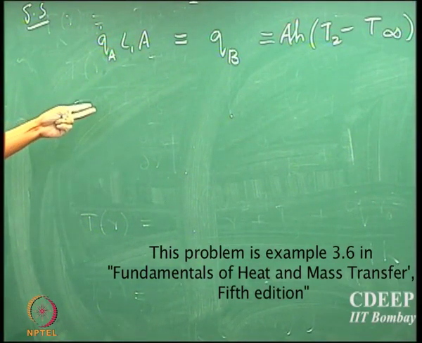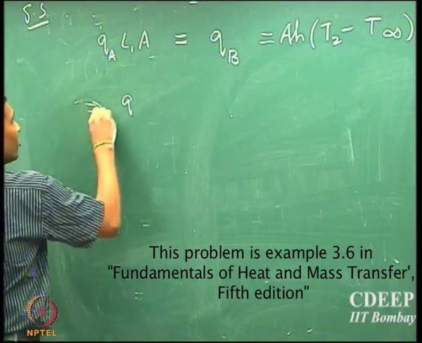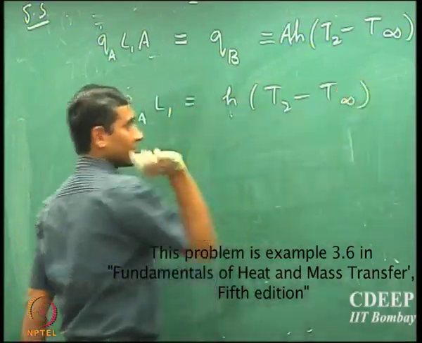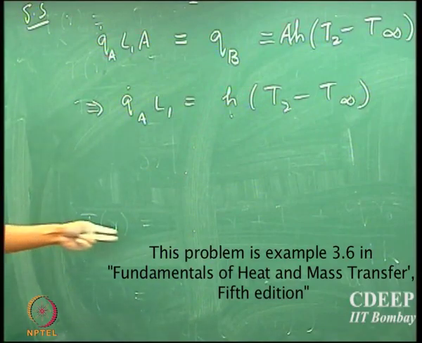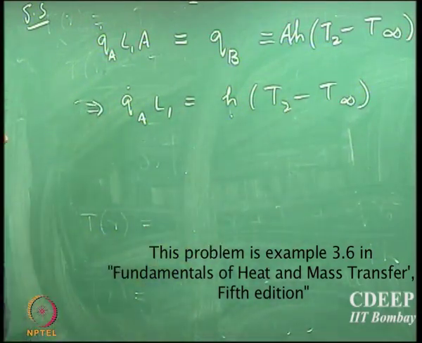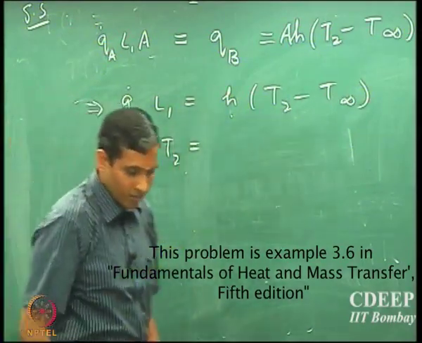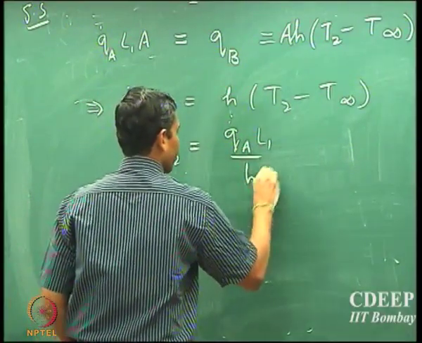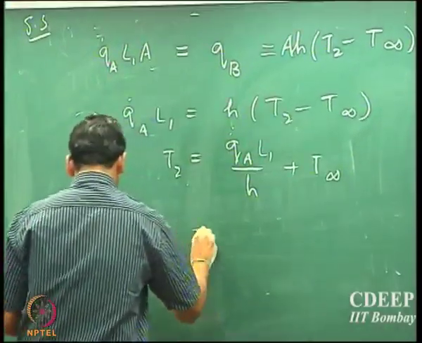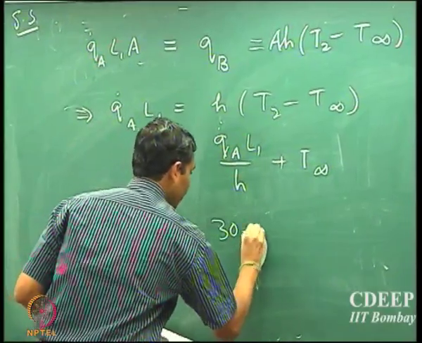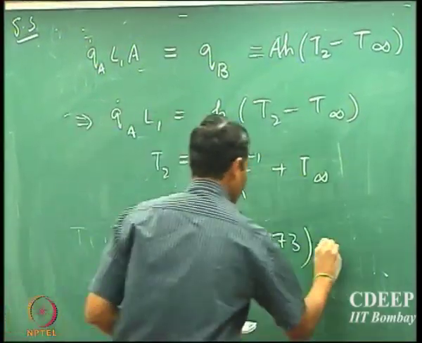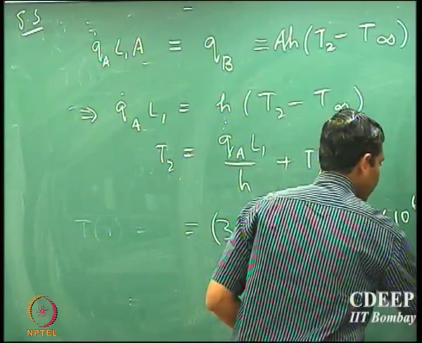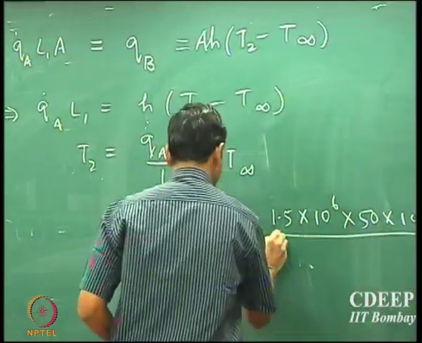So we know what Q dot A is. This means Q dot A into L1 should be equal to H into T2 minus T infinity. We know Q dot A, we know T infinity, we know the heat transfer coefficient, so we can find out what T2 is, right. That will be Q dot A into L1 by H plus T infinity. If I throw in the numbers, it will be 30 plus 273. Watch the units, I am using SI units, into 10 power 6 multiplied by 50 into 10 power minus 3 divided by 1000.